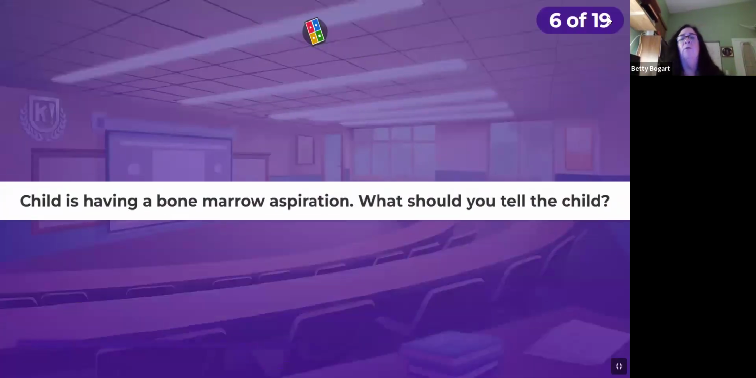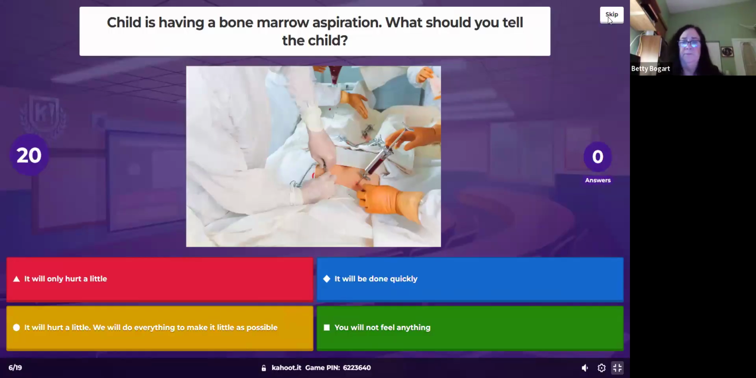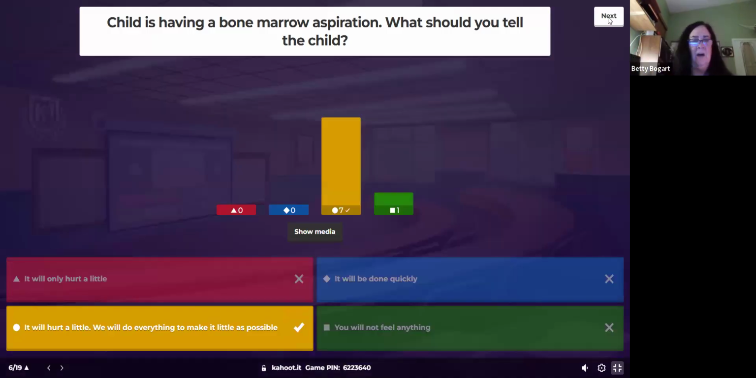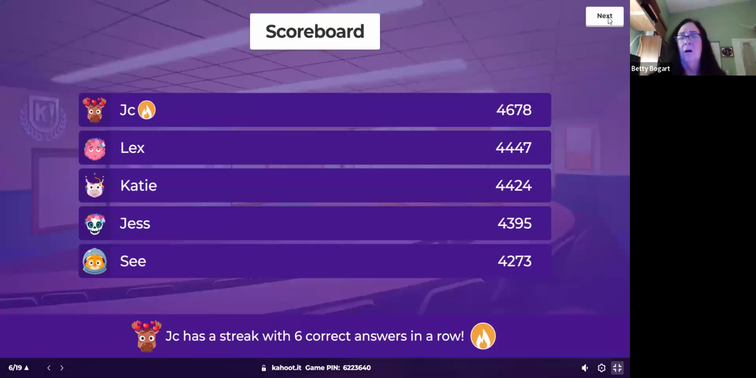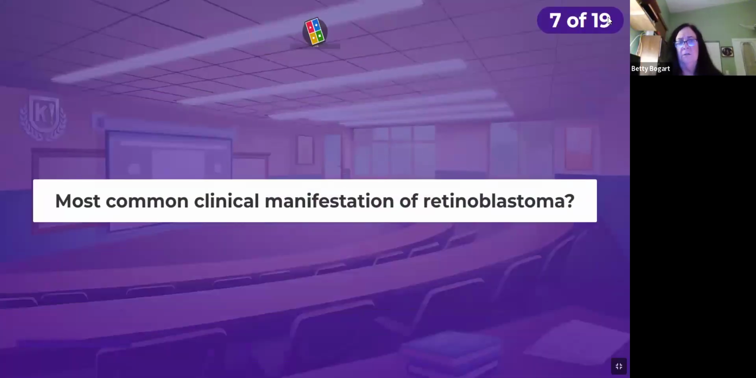A child's having a bone marrow aspiration. What should you tell this child? I've seen quite a few bone marrows, and I can't get over that as they go into the bone, it is scary. Again, making sure you're honest with your kid. It hurts.